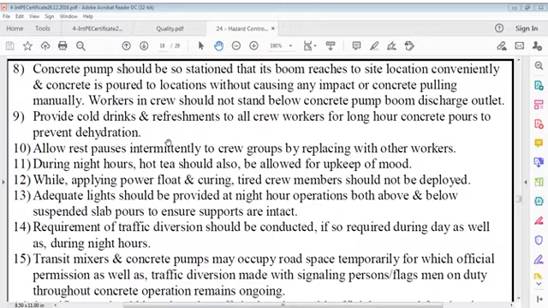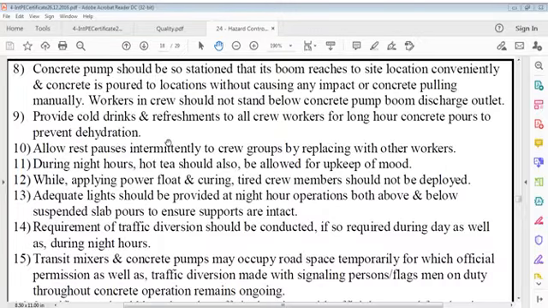While applying the power float, which people usually call a helicopter, on curing, tired crew members should not be deployed. You should deploy fresh members, because it's a continuous job with a machine, and tired or fatigued members have to rest also. So while applying the power float and curing application, tired crew members should not be deployed.